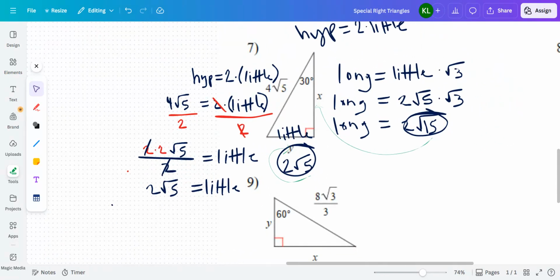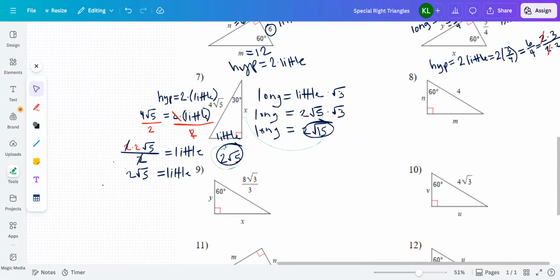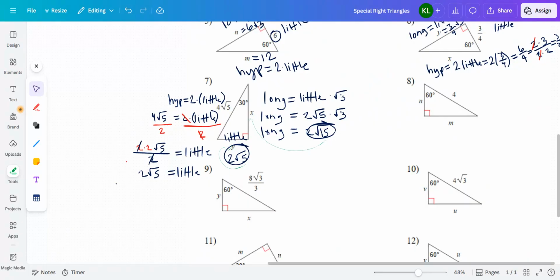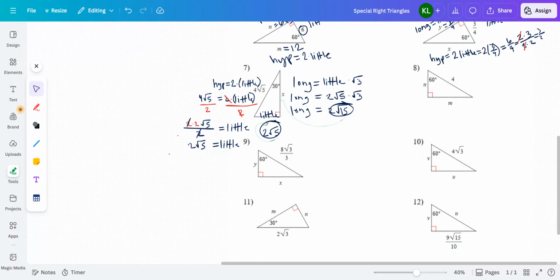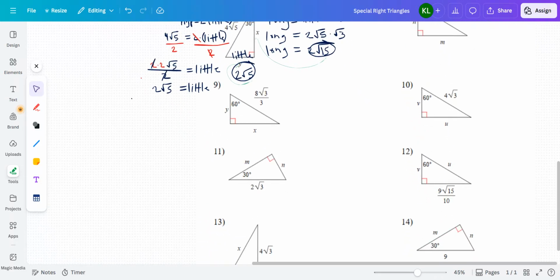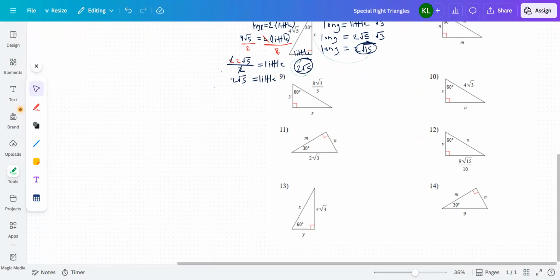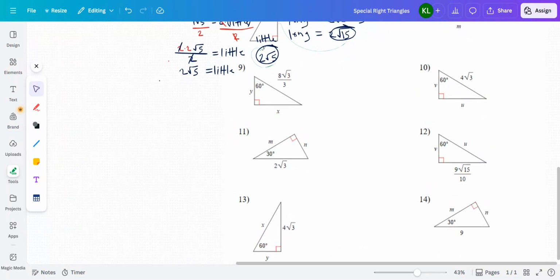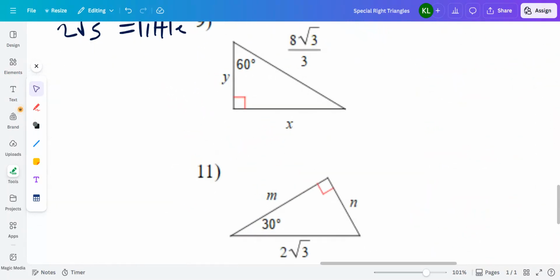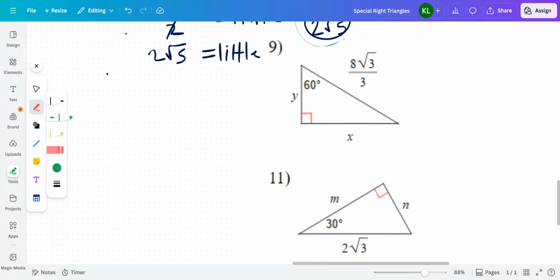Let's do another one. I'm not going to do all of these. I'm trying to see which one looks more challenging. Actually, I think I'm going to do 2 more. I think I'm going to do number 9 and number 12. Yeah. So let's do those. So we're going to do number 9.